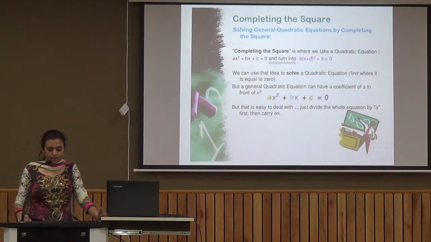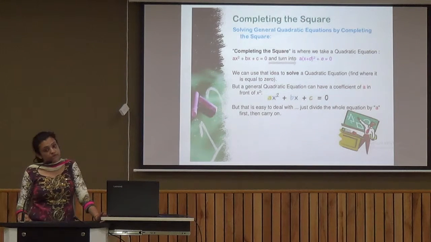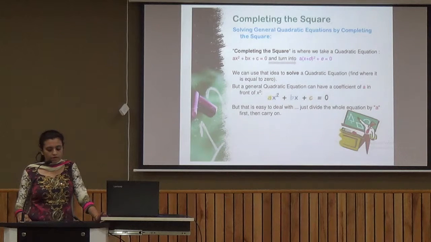I'll just discuss one particular trick wherein we can use that idea to solve a quadratic equation, find where it is equal to 0. But a general quadratic equation can have a coefficient of a in front of x square, that is ax square plus bx plus c equal to 0. But that is easy to deal with. Just divide the whole equation by a first and then carry on.